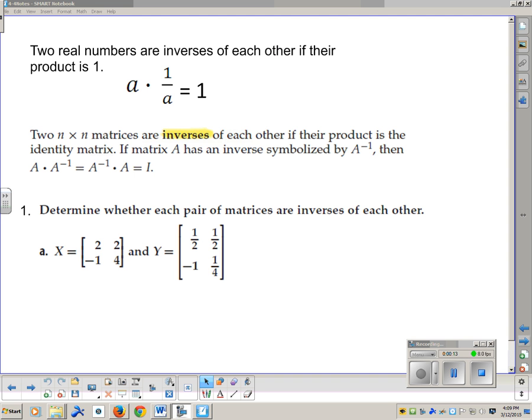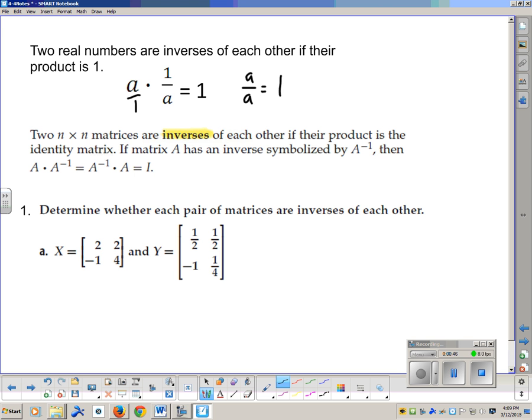To figure out if two real numbers are inverses of each other, when you take those two and multiply them together, their product has to give you 1. You can tell that a and 1 over a are inverses of each other because when you multiply numerators, I get a, and when I multiply denominators, I get a, and anything divided by itself gives you a value of 1. So a and 1 over a are definitely inverses of each other because they yield 1.